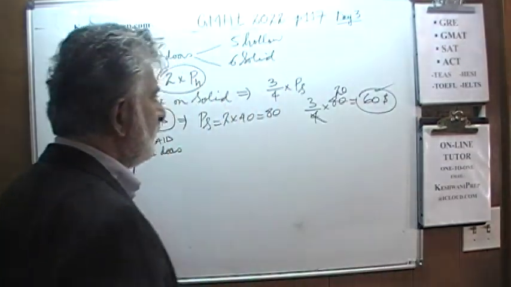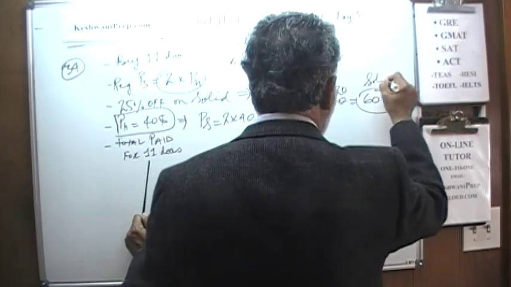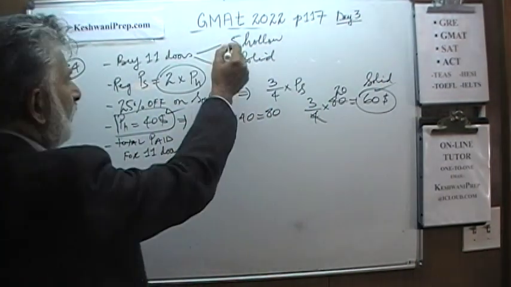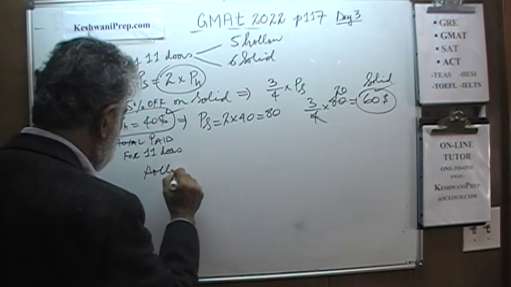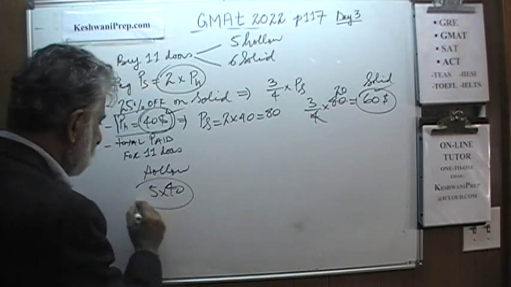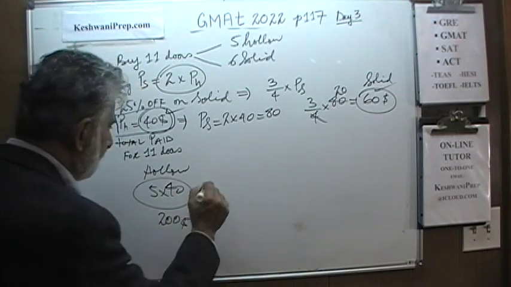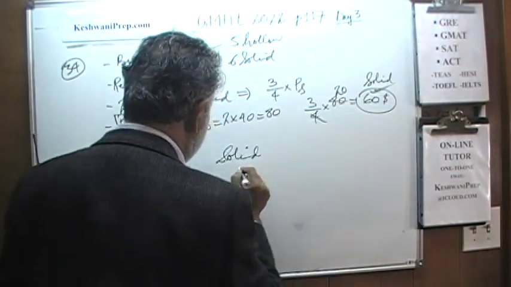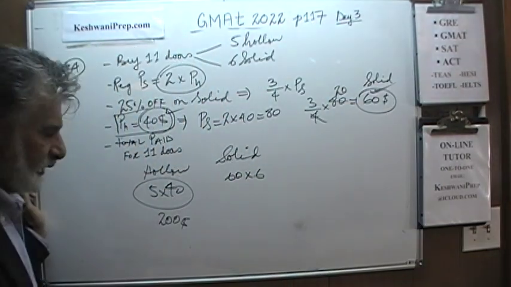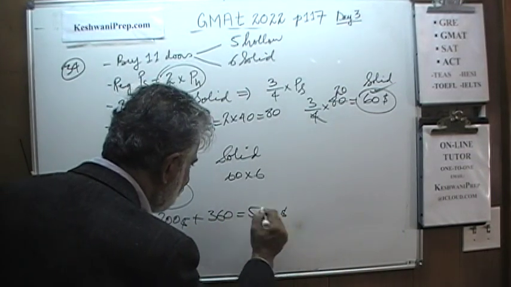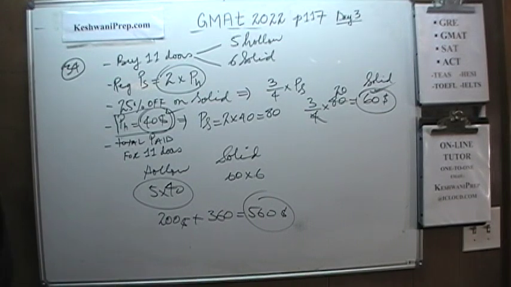We have the price of the solid door, we have the price of the hollow door, we can figure out the price of the 11 doors. Let's begin. So we're going to have 5 hollow doors. Each of them is $40. That's $200. And now the solid doors. They are each $60. And we're going to buy 6 of them. There you go, $360. Looks like we're going to pay a total of $560 for the 11 doors.